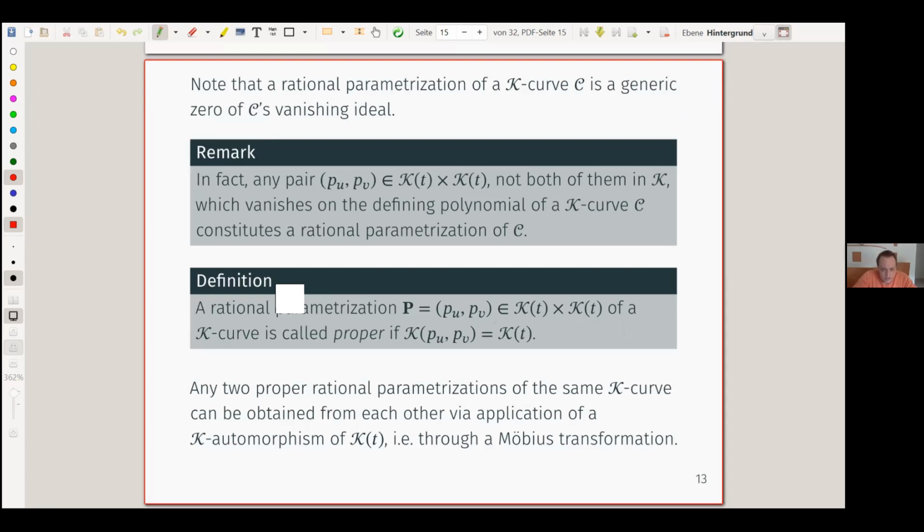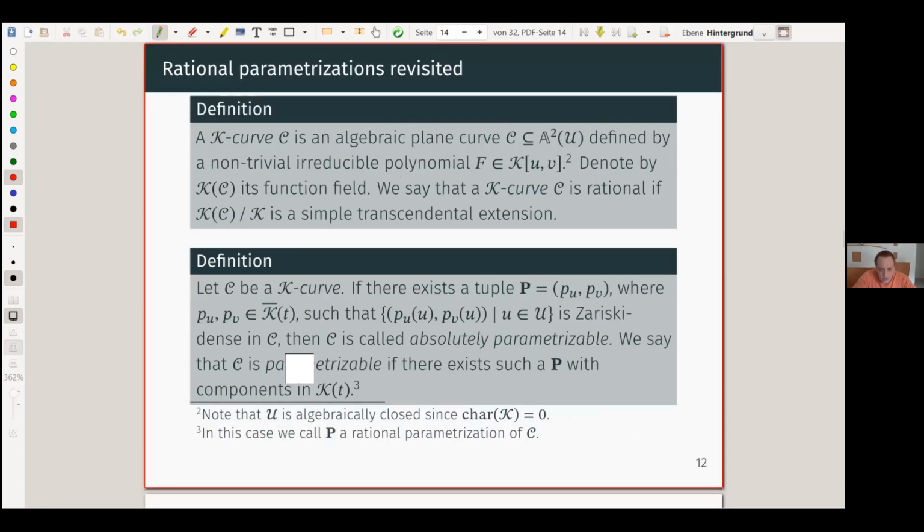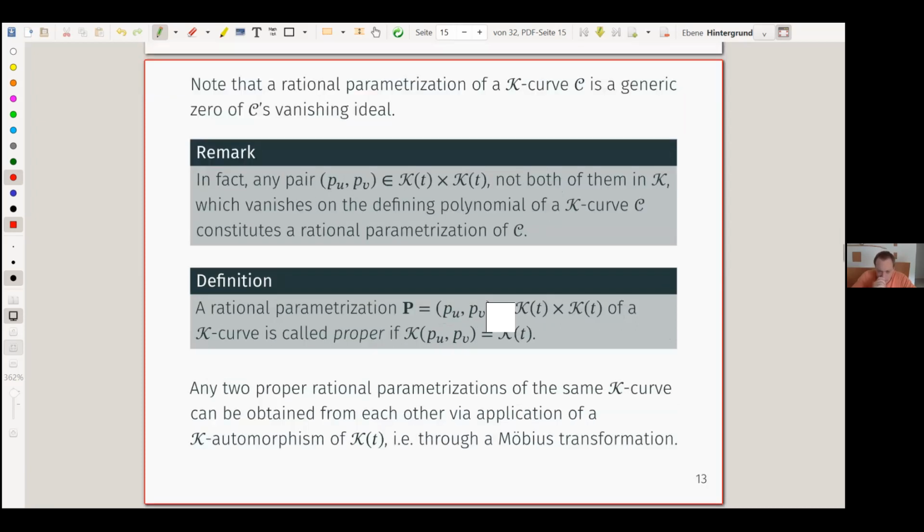Yes, and finally, a parameterization, as we had it before, is such that, again, the image of the rational functions is Zariski dense in C. And by a proper rational parameterization, I mean one such that these two components of the parameterization actually give me K(T). So they don't generate an isomorphic subfield, they really give me K(T).